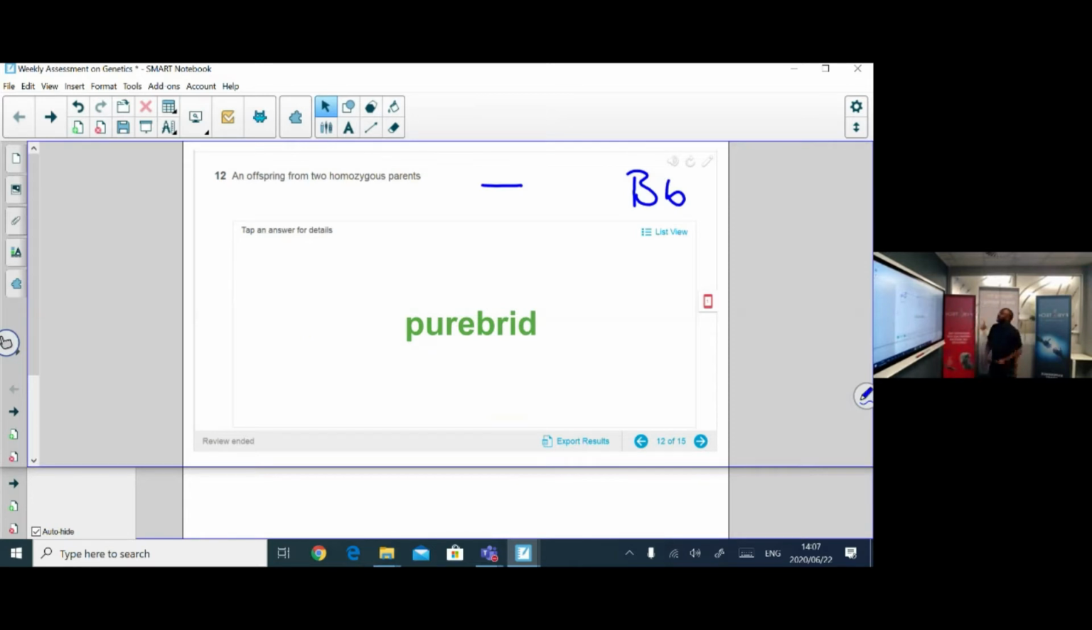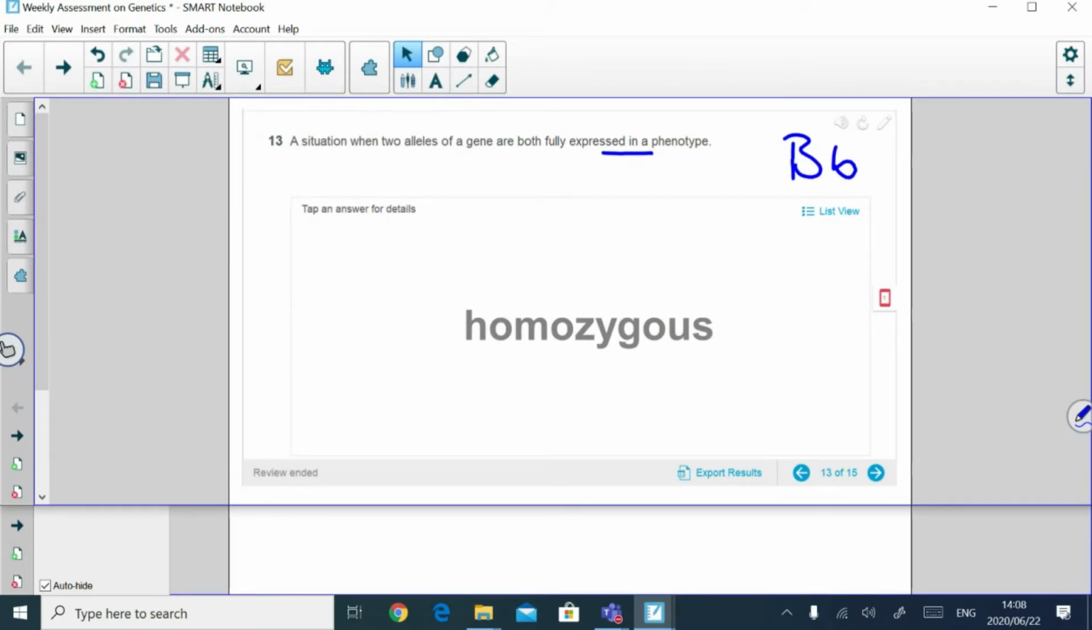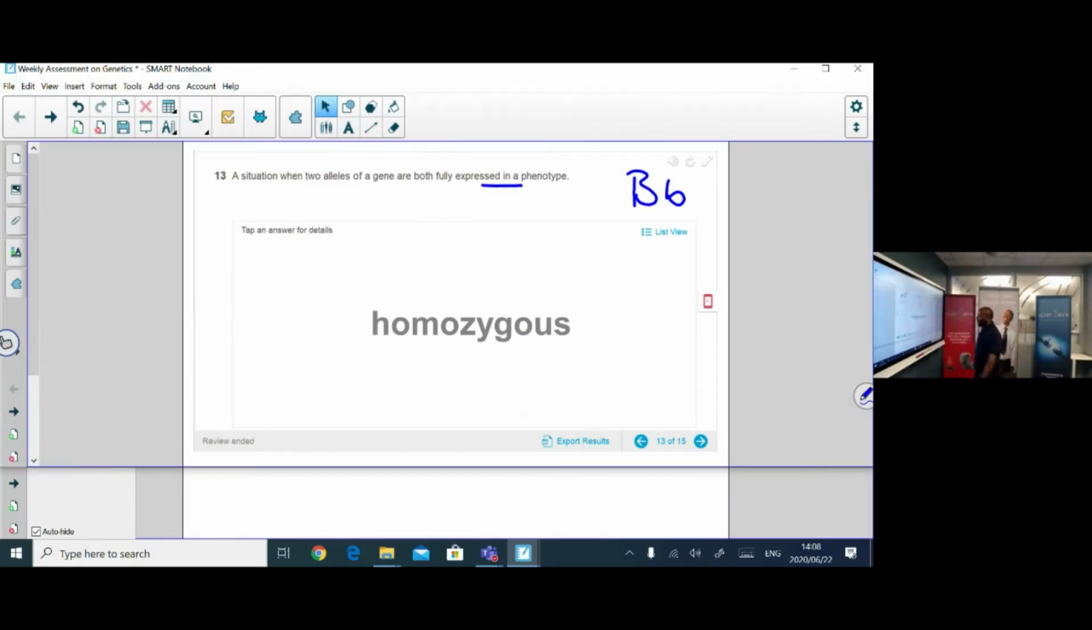An offspring of two homozygous parents is a purebred. Mendel's purebred species, yellow and red, big B, small b, we get a purebred. But if we get a mixture, a situation when two alleles of a gene are both fully expressed in a phenotype is codominance.